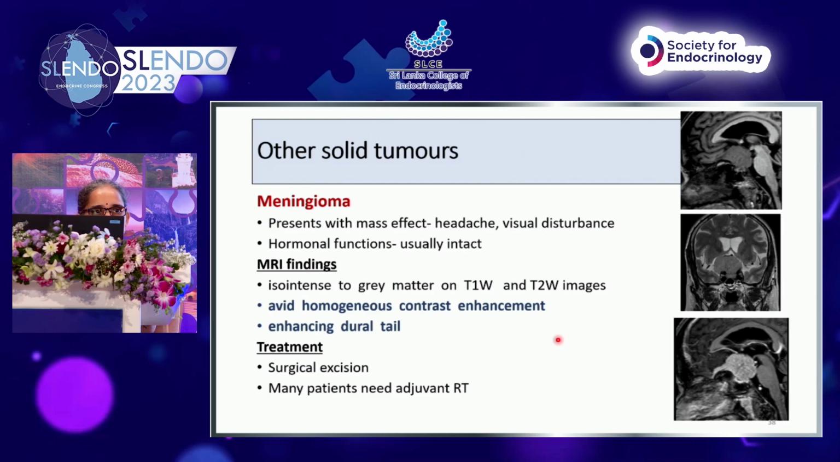Meningiomas are another common entity which we encounter in clinical practice. They also present with mass effect, mainly with headache and visual disturbance. Usually the hormonal functions are intact prior to surgery. On imaging, they are isointense on T1 and T2 weighted images and show avid homogeneous contrast enhancement, and they have an enhancing dural tail. The treatment is with surgical excision, and most often they would need adjuvant radiotherapy.